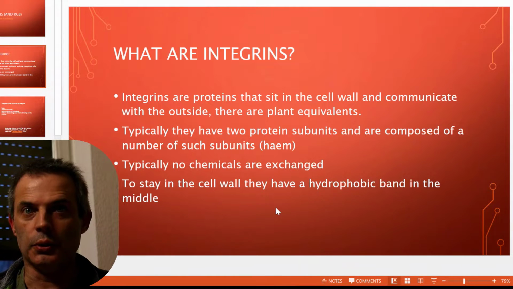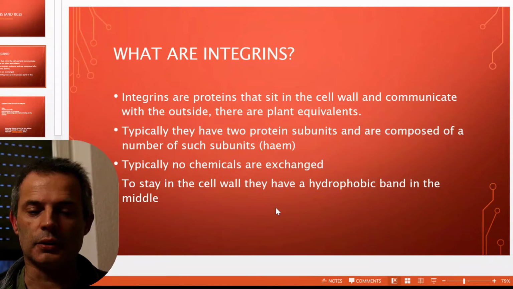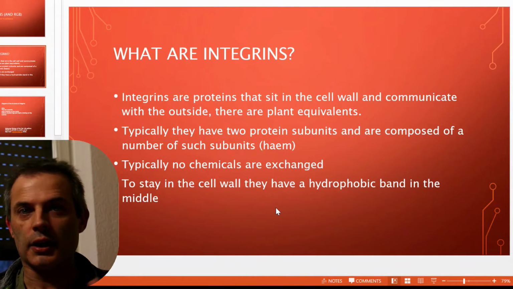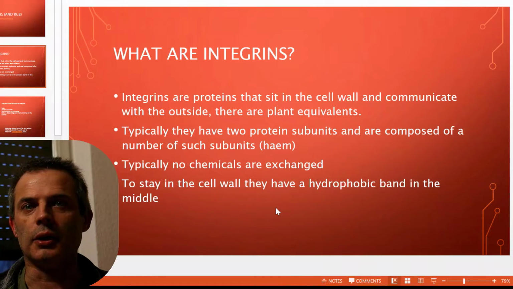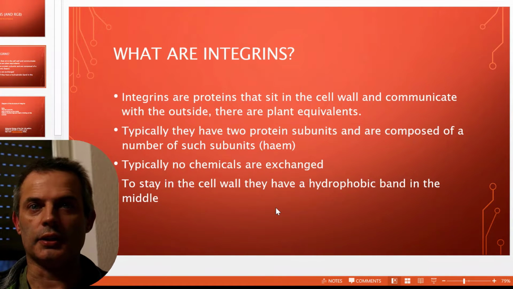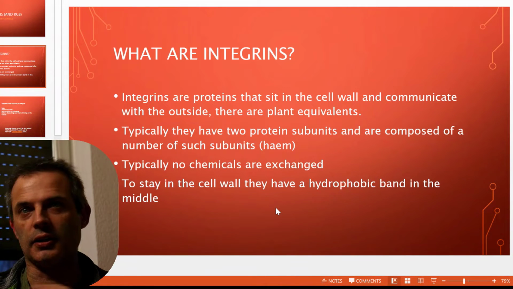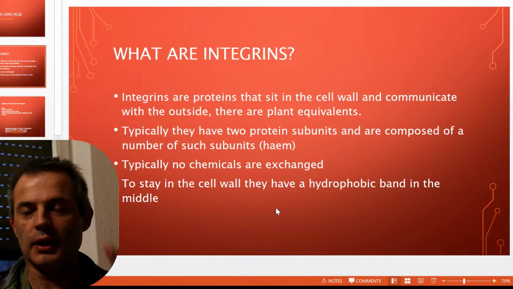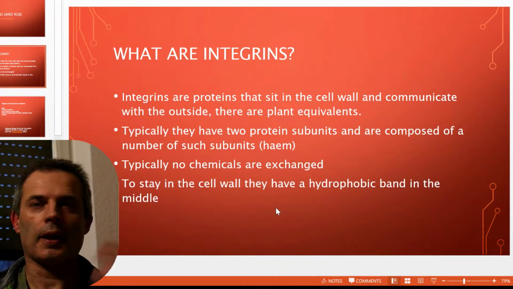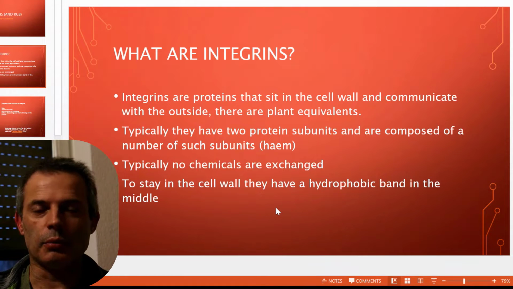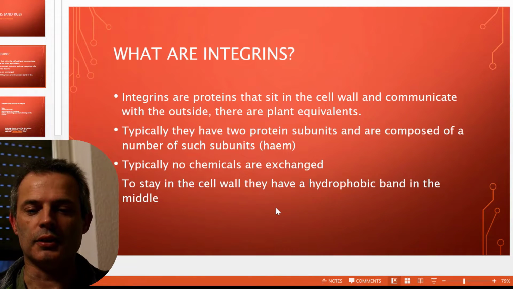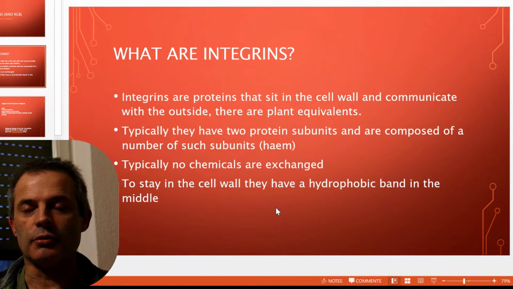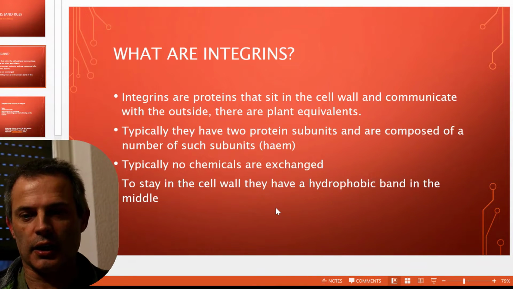Typically, there are two subunits, an alpha and a beta subunit, which is similar to the heme protein, which you'll probably be familiar with from blood. Blood has the single heme unit, which contains the iron, and another one which doesn't, and four of those make up the heme protein. Each of those are built separately by our protein production mechanism. And in the same way, integrins have separate units, and the alpha and beta units typically hang around together.